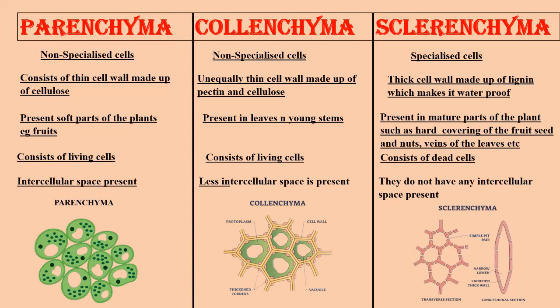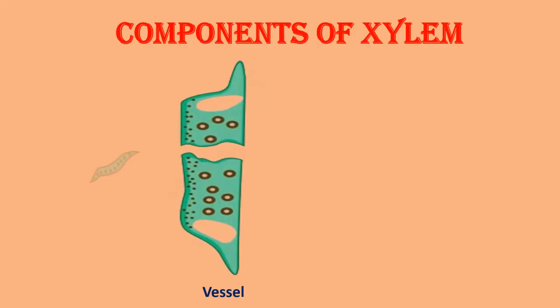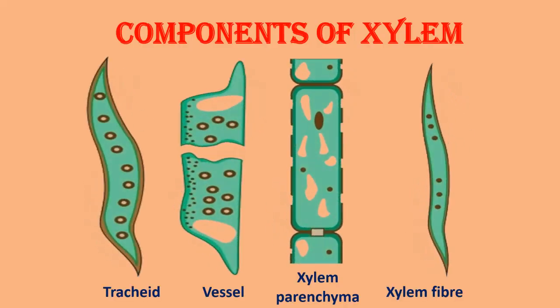Parenchyma and collenchyma consist of living cells, whereas sclerenchyma consists of dead cells. Parenchyma tissues have a good amount of intercellular spaces, collenchyma tissues have fewer intercellular spaces, and sclerenchyma tissues do not have any intercellular spaces. Complex permanent tissues. They are of two types: xylem and phloem. Xylem. Structure of xylem. Xylem tissue is composed of several types of cells, including vessel elements, tracheids, fibers, and parenchyma cells. Vessel elements and tracheids are dead at maturity and have lignified cell walls.